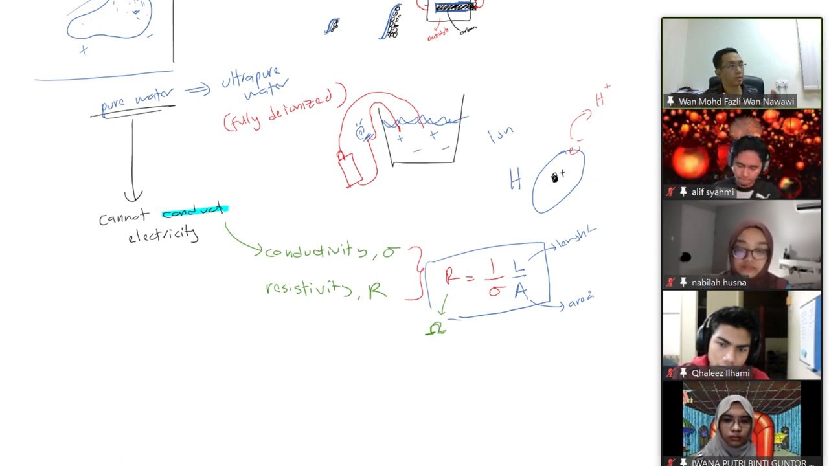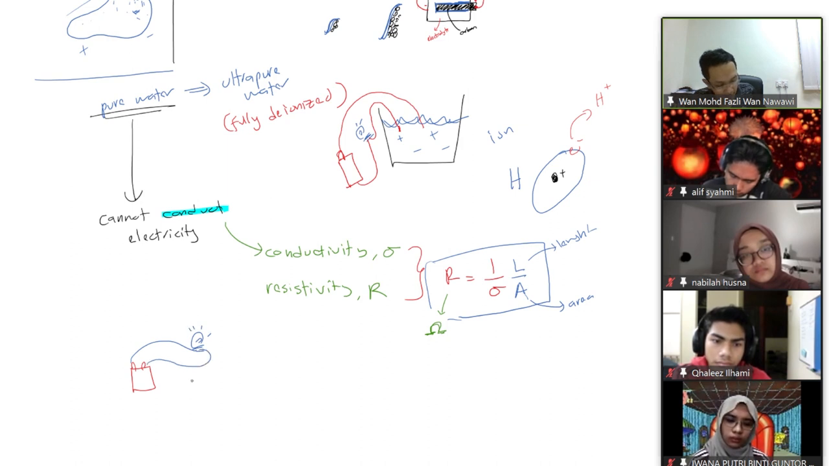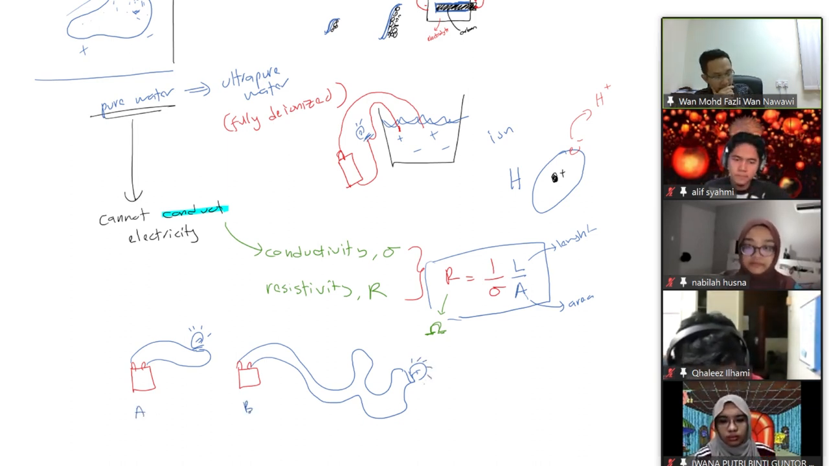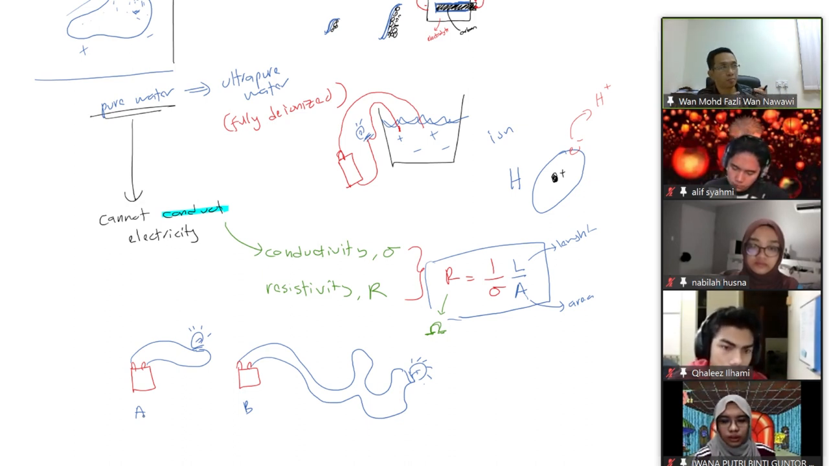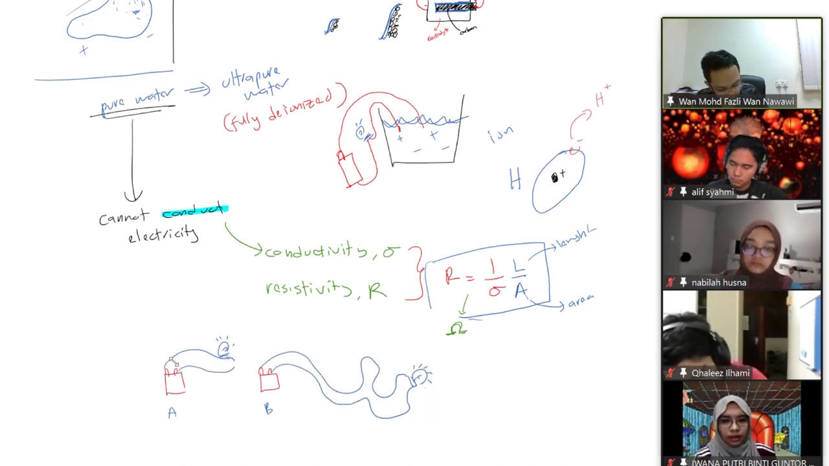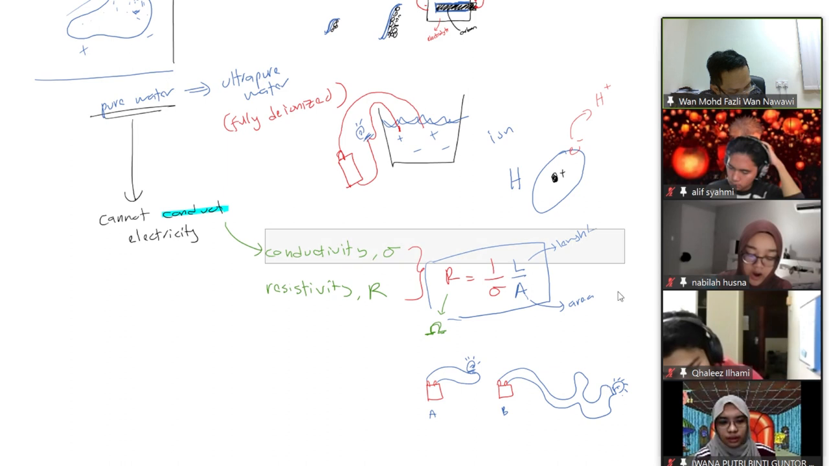If the wire is so long, then you have higher resistivity. Let's say this is your battery, and you have a lamp there. Compare this to another battery with a very long wire. Let's say this is A and this is B. The lamp on B will be less bright than A, because this is a long wire. The longer the wire, the higher the resistivity. So that's the idea. Let me make it smaller and put it here.